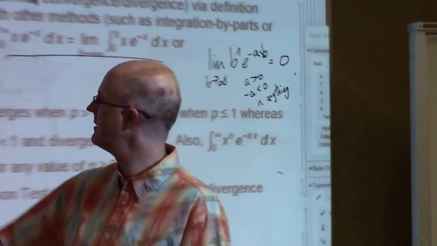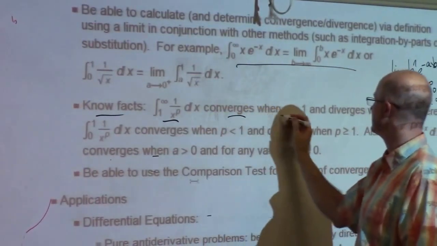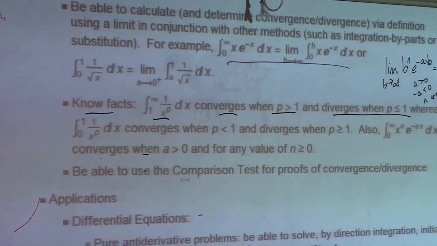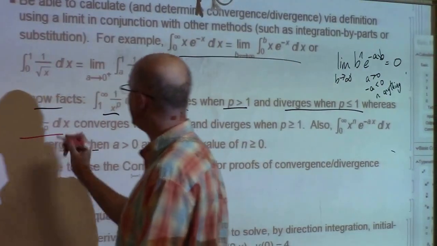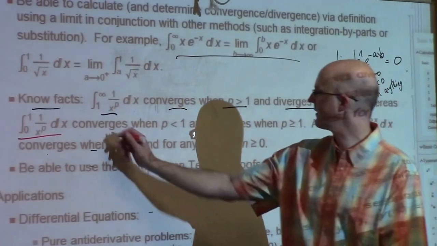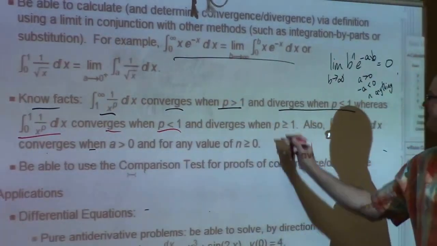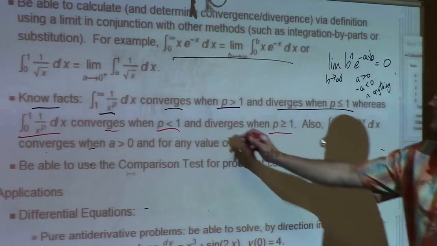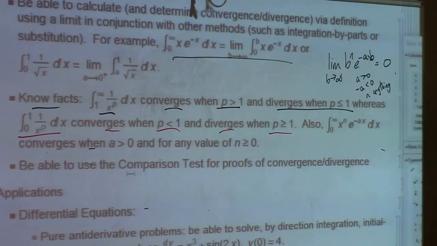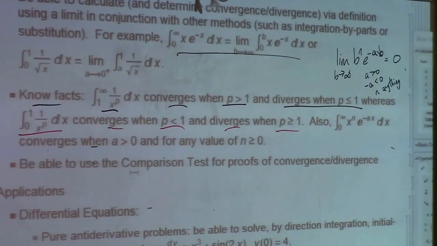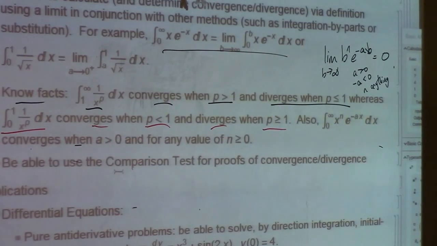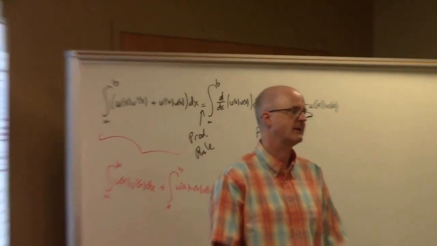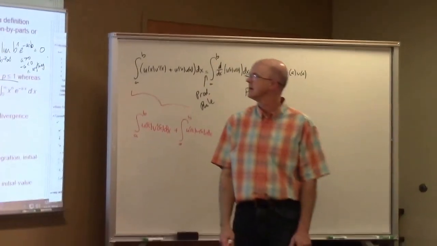There's some facts to know. This integral converges when p is bigger than 1 and diverges when p is less than or equal to 1. This integral, where the impropriety is at the 0, converges when p is less than 1 and diverges when p is greater than or equal to 1. So it switches. Though they both diverge when p equals 1. And the reason ultimately is because the natural log function both goes to infinity as x goes to infinity and goes down to minus infinity as x goes to 0. That's why they both end up diverging when p is equal to 1.